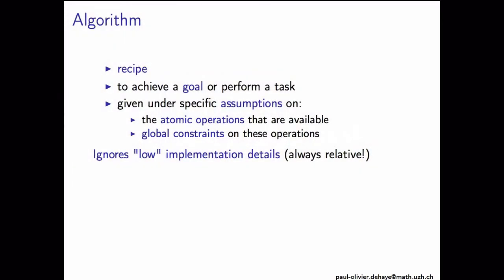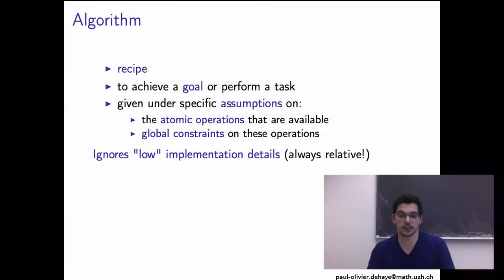So the first definition of an algorithm that one can give is that it's a recipe. It's a recipe that's given to achieve a goal or perform a task. Now, an important detail is that this recipe is always given under some specific assumptions. Some specific assumptions on the atomic operations that are available and global constraints on these operations. So in some way, an algorithm is always relative and always ignores some low implementation details.